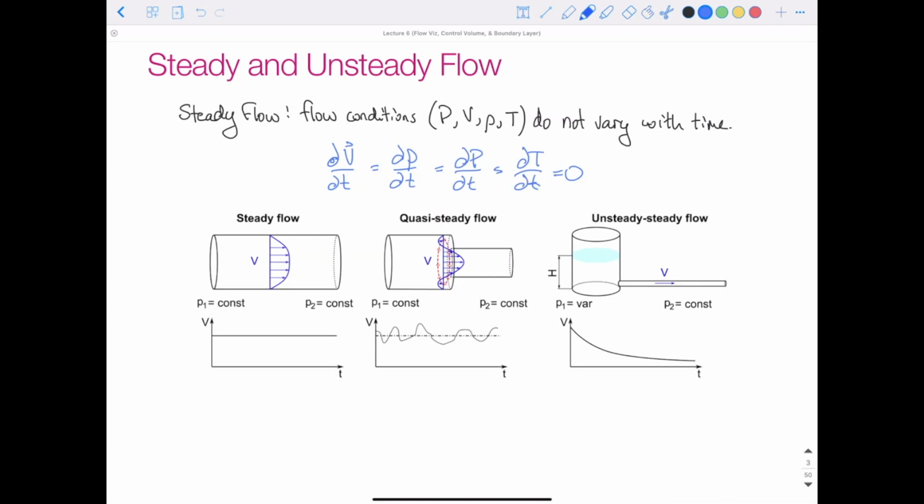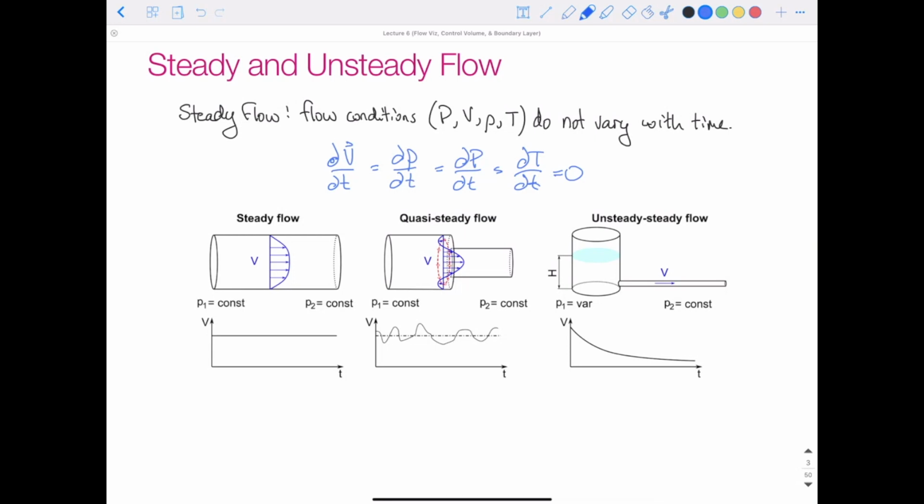So here is just an example of a steady flow, for example, could be flow through a pipe, and at any given point along that pipe, our pressure is constant, our flow velocity is constant. In the middle, we have quasi-steady flow, where we have maybe some fluctuations due to a geometry change or some feature in our pipe that's causing the flow to change. But even though it might be somewhat unsteady, some distance away from that on either side, the flow conditions could still be steady.